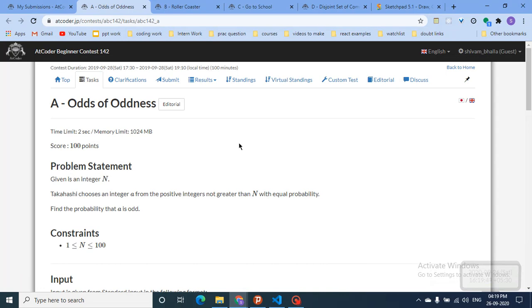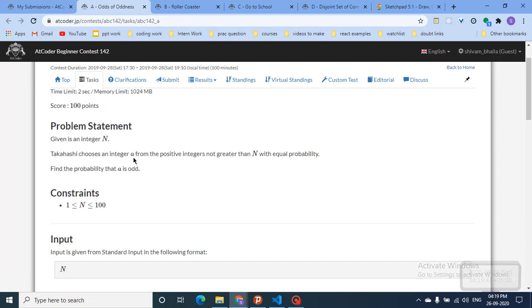So let's start. The first problem is: given an integer n, Takahashi chooses an integer a from the positive integers not greater than n with equal probability. Find the probability that a is odd. So you are given the integers from 1 till n, and you take out some number. You have to find the probability that the number is odd.